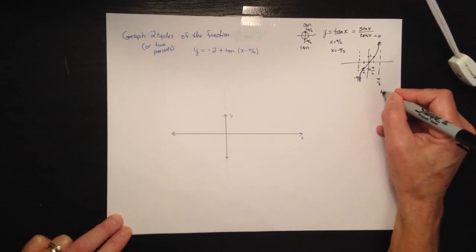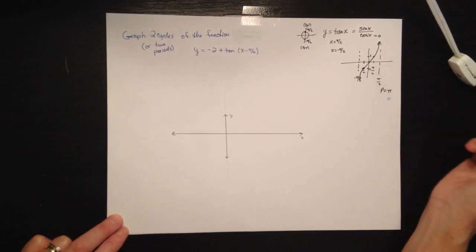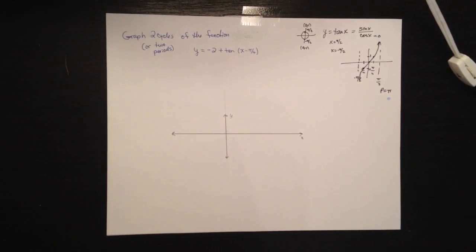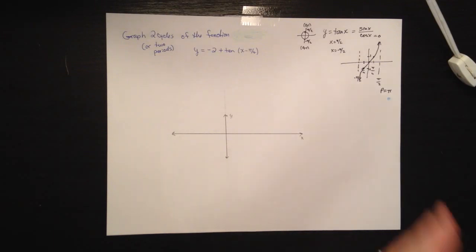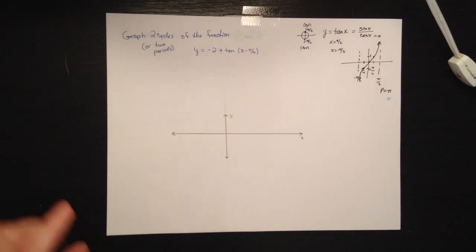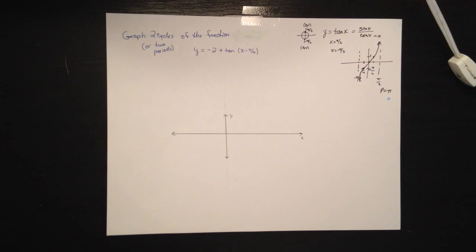It's got a period of pi, which is different from sine and cosine. Sine and cosine, cosecant and secant have a period of 2 pi, but cotangent and tangent functions have a period of just pi. So that's the tangent graph. It's worth recalling what that looks like before we go in to graph this one, -2 plus the tangent of x minus pi over 4.